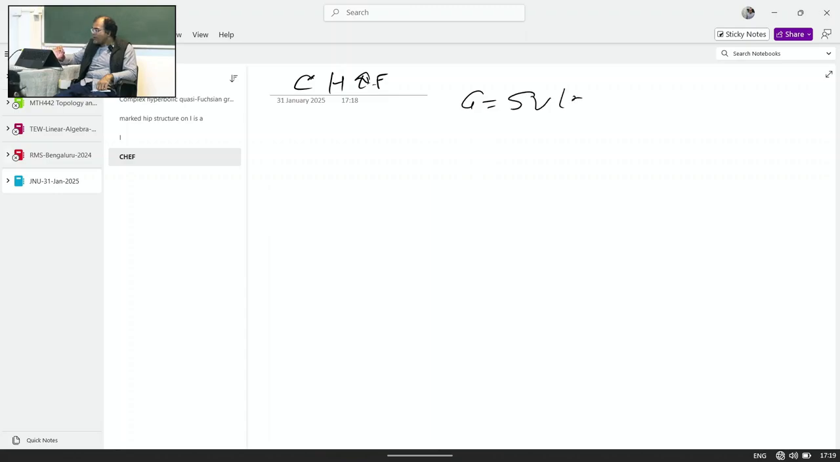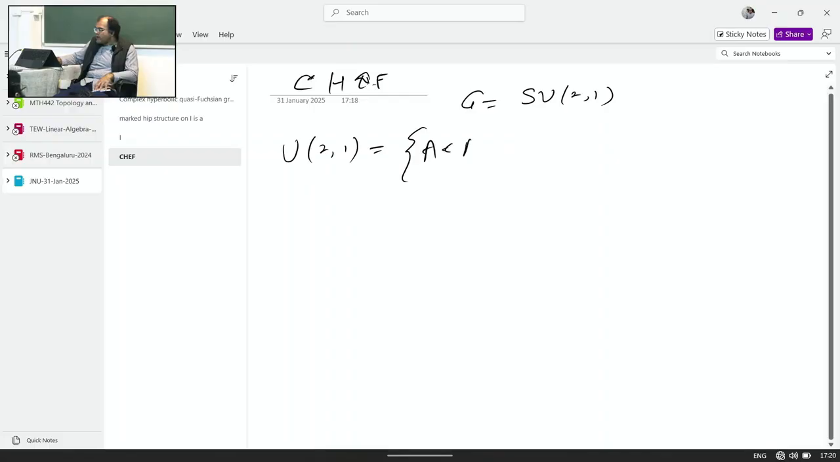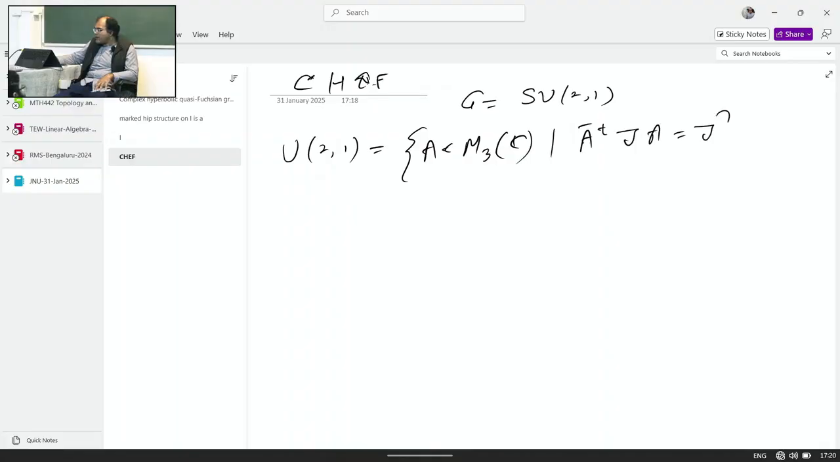So what I will do, I will write SU(2,1). At the moment, I will not tell you what this group is, except that U(2,1) is the group of 3 by 3 matrices such that they satisfy this condition, where J is the matrix with diagonal entries -1, 1, 1. Just take it. And what is the significance of this matrix?